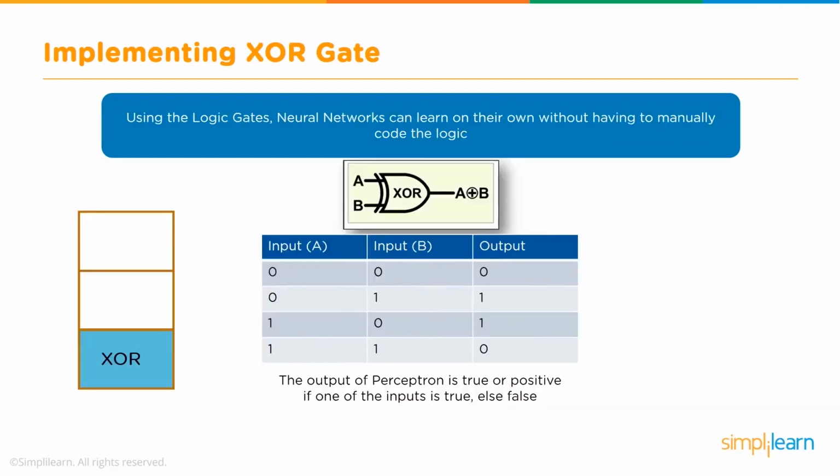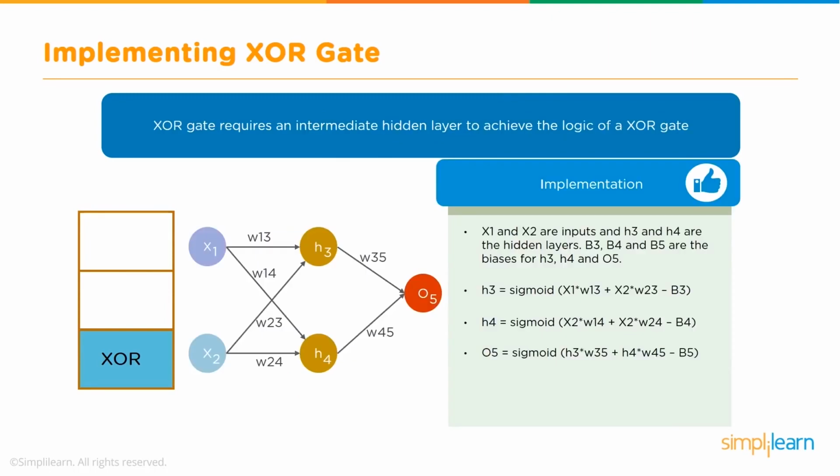Now, the XOR gate. This is one of the more challenging ones. They tried to implement an XOR gate with a single layer perceptron, but it was not possible. And therefore, this was like a roadblock in the progress of neural networks. Subsequently, it was found that an XOR gate could be implemented using a multi-layer perceptron, or MLP. In this case, there are two layers instead of a single layer, and this is how you can implement an XOR gate.